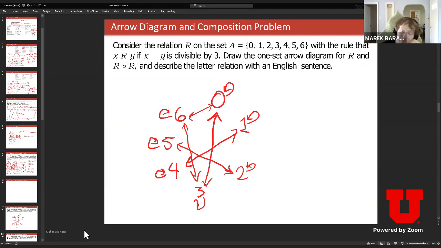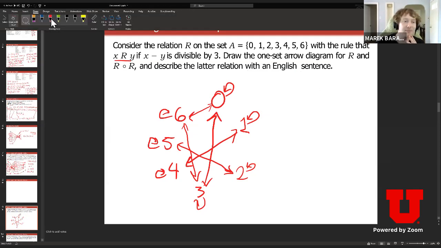So when you're doing this, remember that the relation is working on this set. So we need to consider all pairs, including things like 0, 0. Yep. So 0, yeah, we already have 0 and 3. Let me delete this.